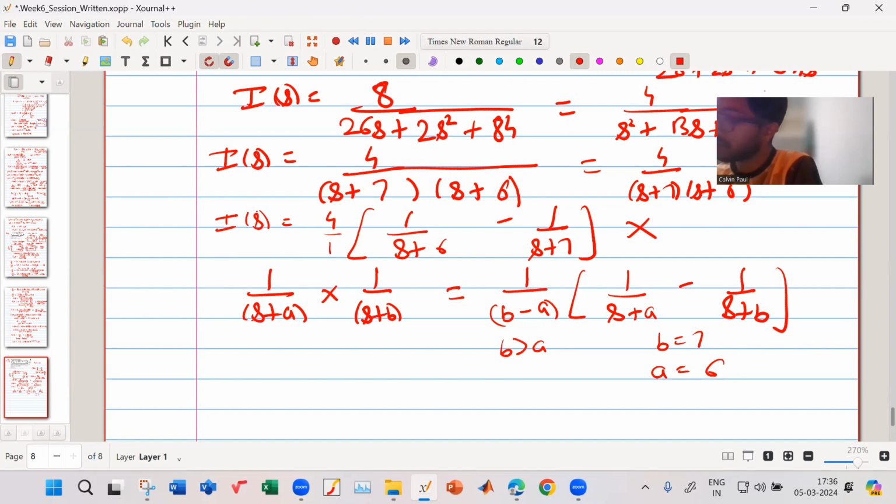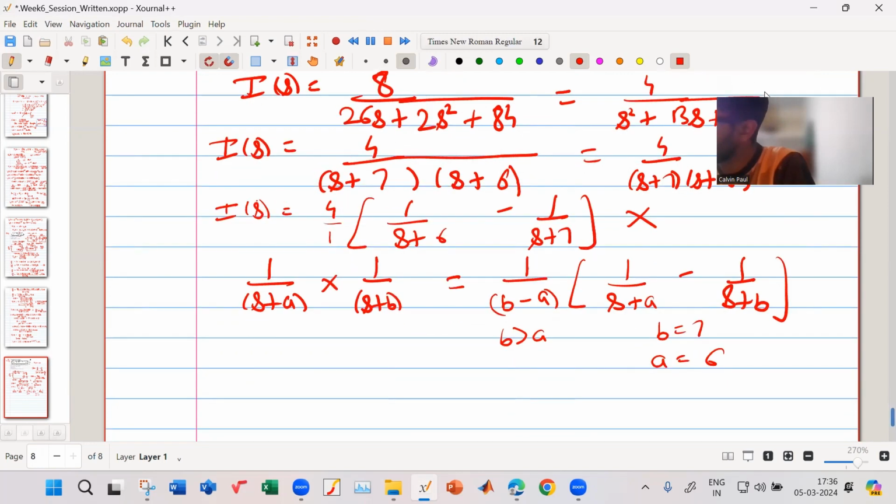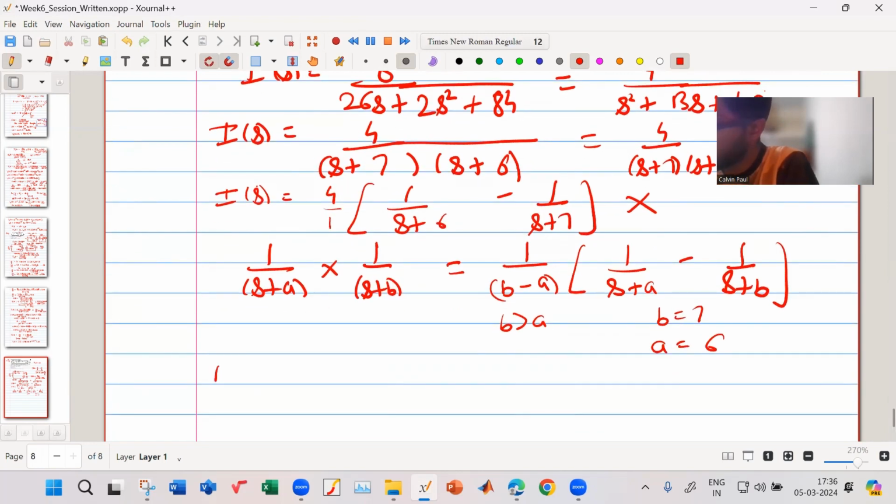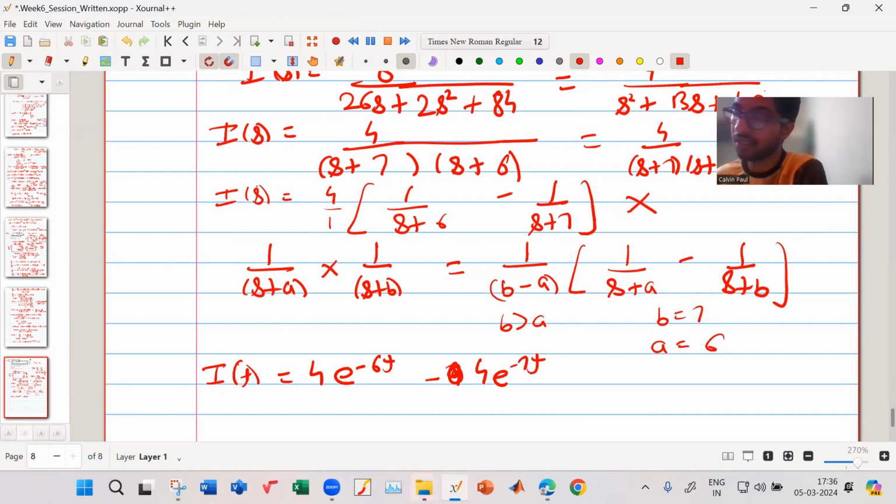Okay, so now I will find the inverse Laplace transform of it. I will get I of t equal to 4 into e raised to minus 6t minus 4 into e raised to minus 7t. Is this clear? Yes, sir. Okay.